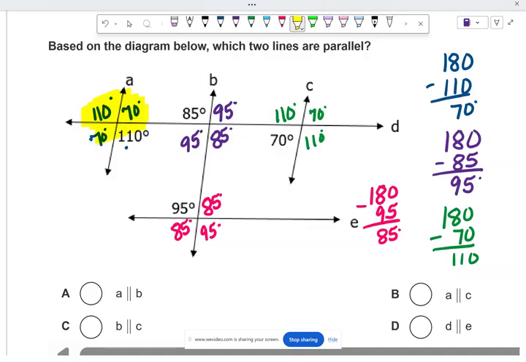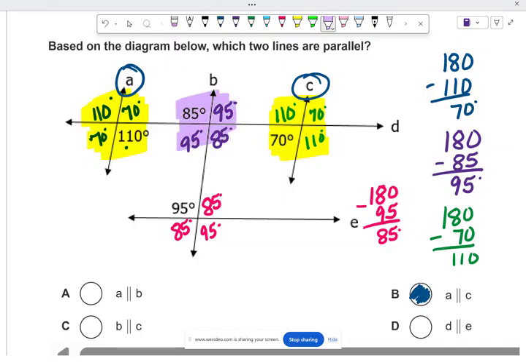Okay, I see this cluster has 110s and 70s. The 110 is at the top left. This cluster also has 110s and 70s. The 110 is on the top left. Okay. That makes line A parallel to line C. That would be the only pair of parallel lines.